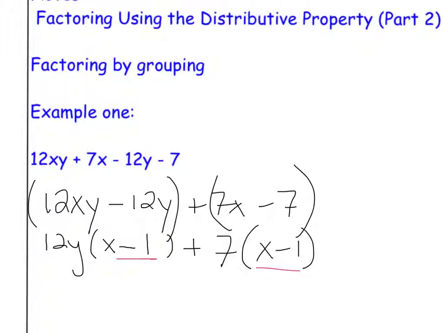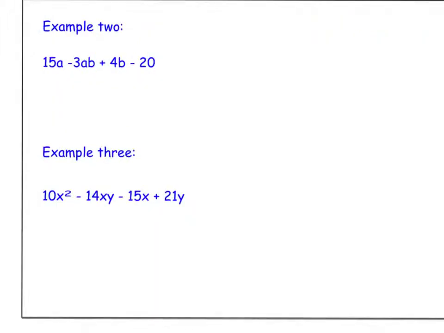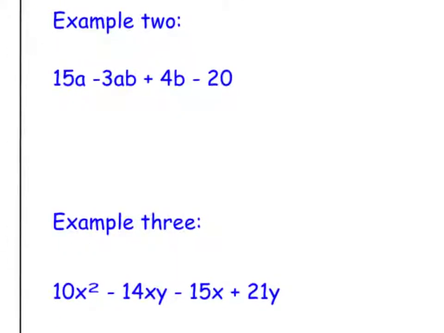Next step is to rewrite. So when I rewrite this, I'm going to write x minus 1 first, and then whatever's on the outside of my parentheses becomes the other binomial. Now we've factored by grouping. All right, a couple more. So again, we can reorganize if we want to. This time I'm just going to keep them the same.